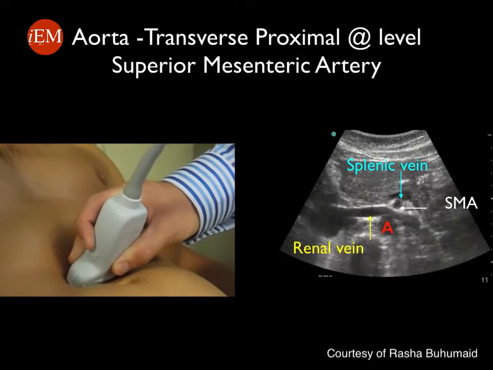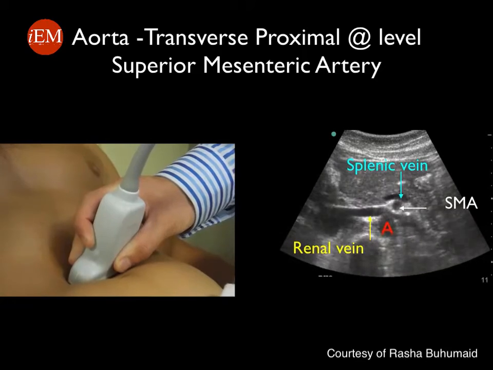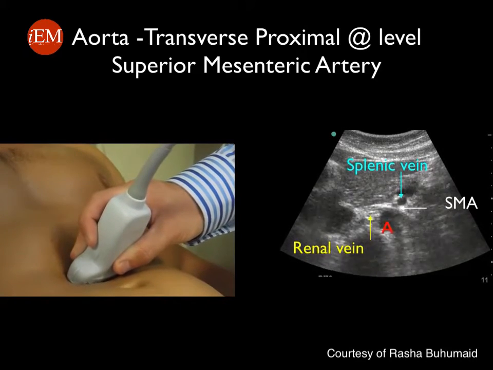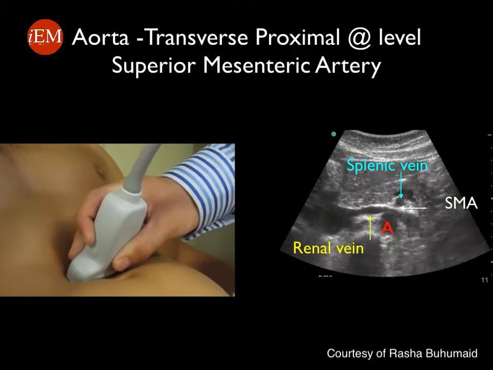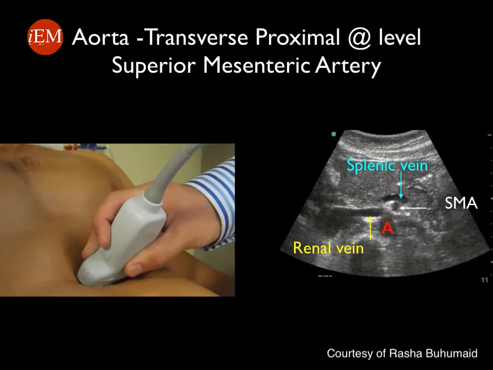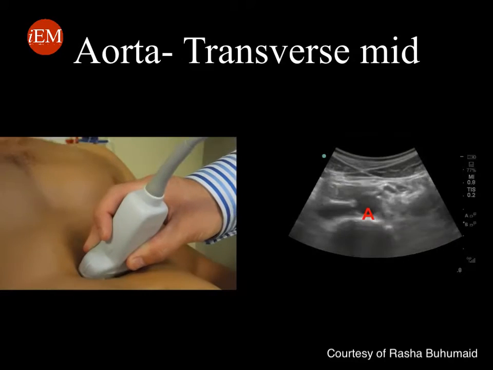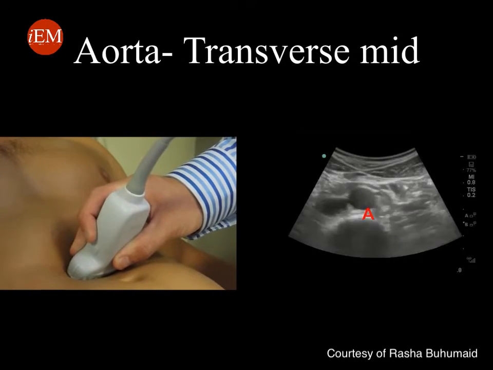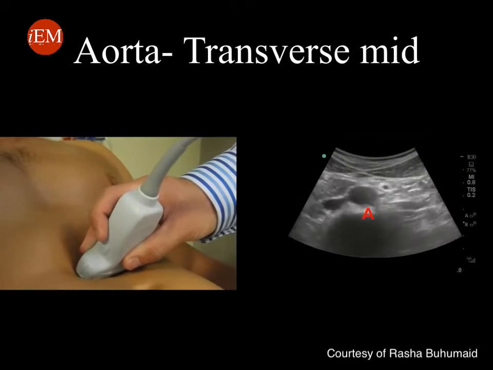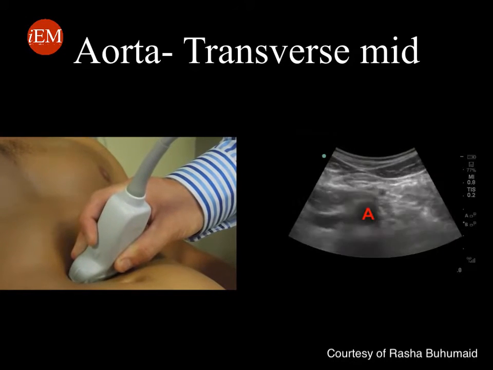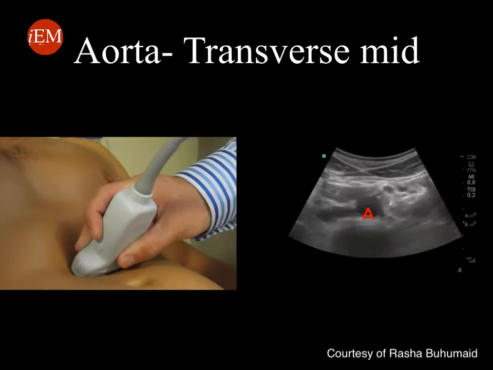Identifying these vessels is not as important as identifying the abdominal aorta and not confusing them with the abdominal aorta. Following the aorta more distally towards the umbilicus, you'll see that the abdominal aorta becomes more superficial. There are no distinguishable vessels that you can see at this level.